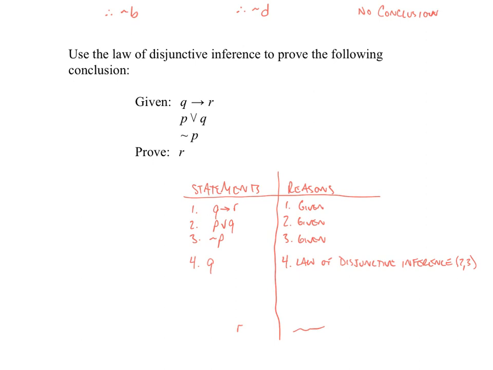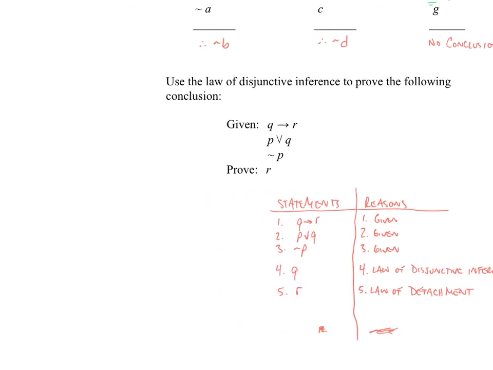Now I can claim that R is a true statement. I am going to claim that R is true at this point, because I can use the law of detachment here, since I have a conditional statement and the hypothesis of that conditional statement is determined to be true. So this is the law of detachment. And now we've proven what we needed to prove. So we are going to start seeing the law of disjunctive inference go hand in hand with some of the other laws that we've proven.